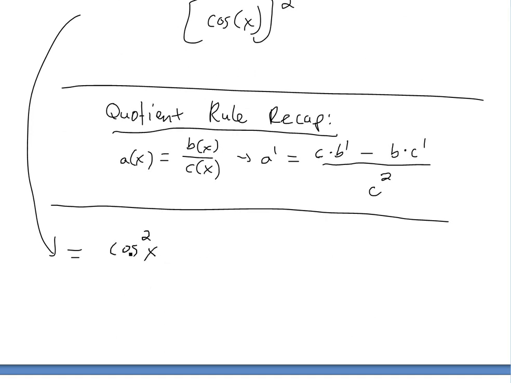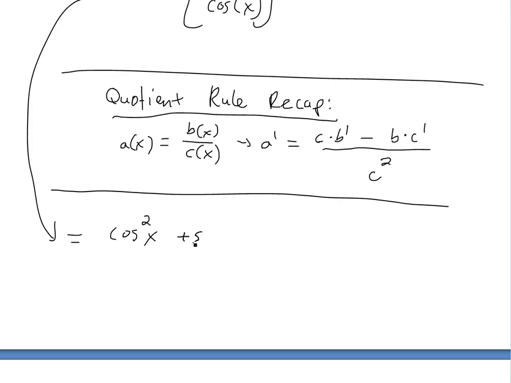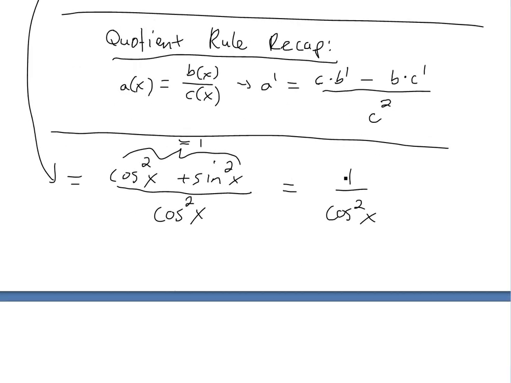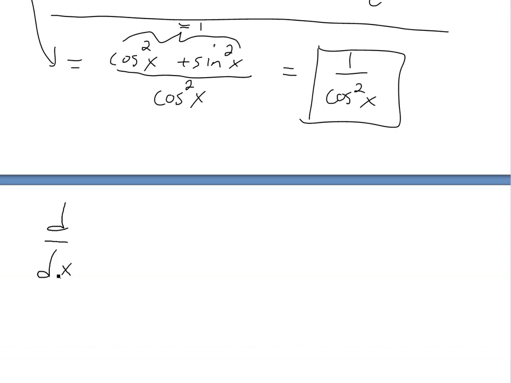Minus a negative is positive, so we have a positive sine squared x, all divided by cos squared x. We know the identity, you can see my other video on the proof, that cos squared x plus sine squared x equals 1, so we get 1 over cos squared x. So that's the derivative: d over dx of tan x is equal to 1 over cos squared x.